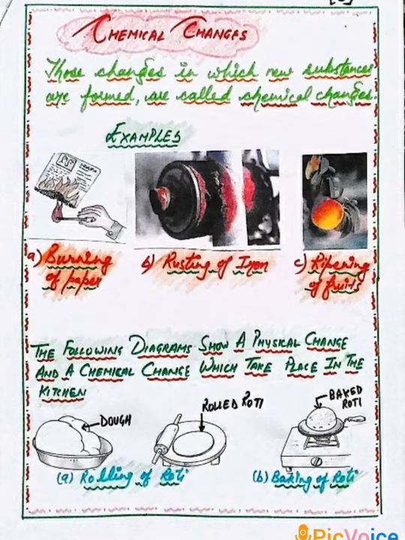The following diagrams show a physical change and a chemical change which take place in the kitchen of our homes every day. Just see the diagrams. Here, the rolling of roti out of dough is a physical change, but the baking of roti on a gas stove is a chemical change. Understand?